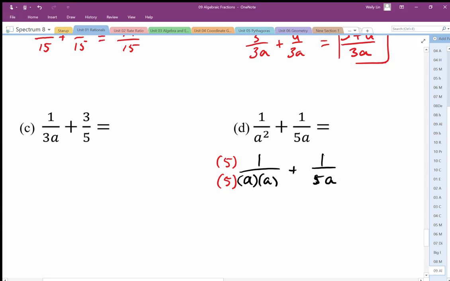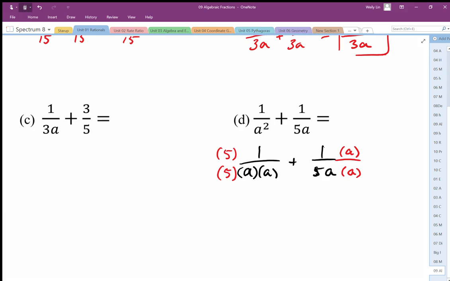Here, this guy has 2 multiplies by a. He only has 1 multiplied by a, so he needs another a in the denominator. But he needs to make sure he gets a common equivalent fraction by doing the same in the numerator. So we're going to divide by a times by a to make this the same number. Okay, so once I've done that, I now have a common denominator. This is 5 over 5a squared. So that's the same as 1 over 1a squared plus a over 5a squared.